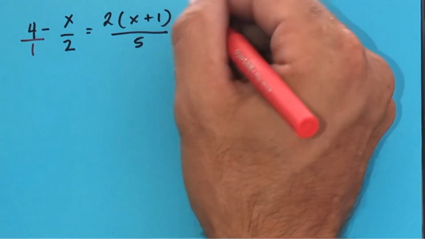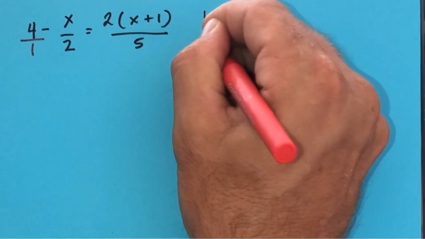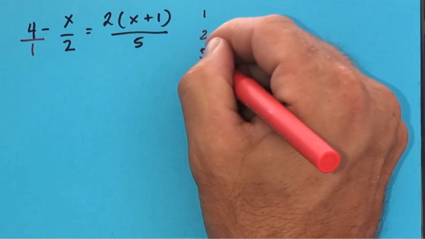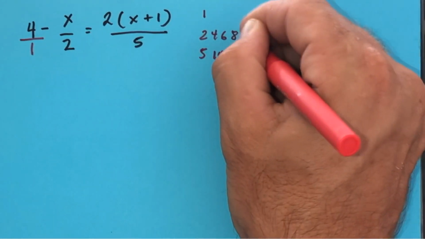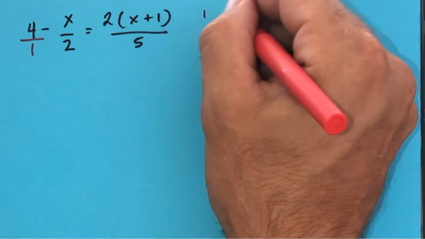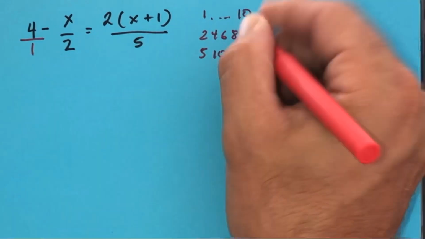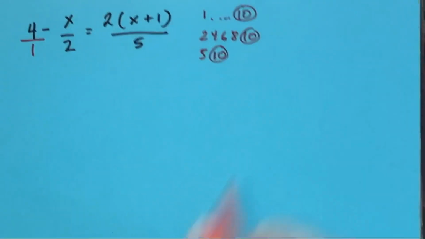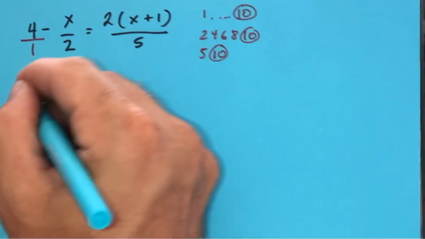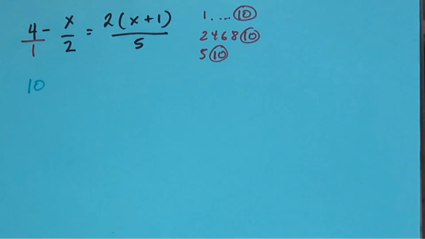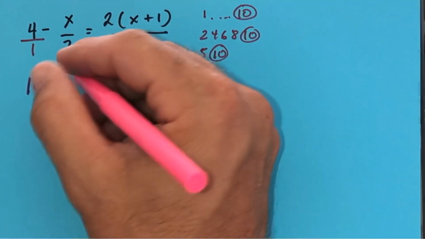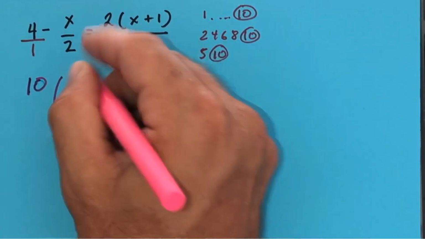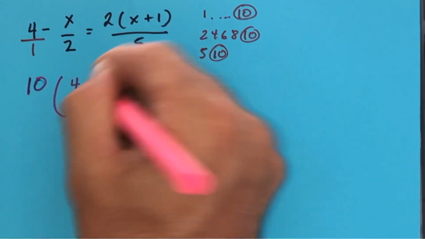I want to look at my LCD between 1, 2, and 5. I recognize 2 and 5 both go into 10: 2, 4, 6, 8, 10. And obviously 1 also goes into 10. So this is going to be my lowest common denominator. I'm going to rewrite this question with this lowest common denominator. Blue on blue is not a good choice. We'll use some pink here. Parentheses, 4 over 1.